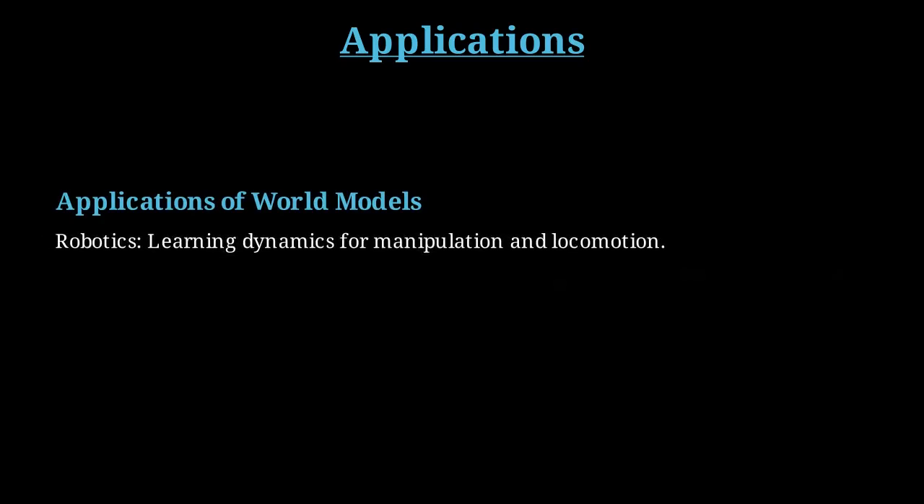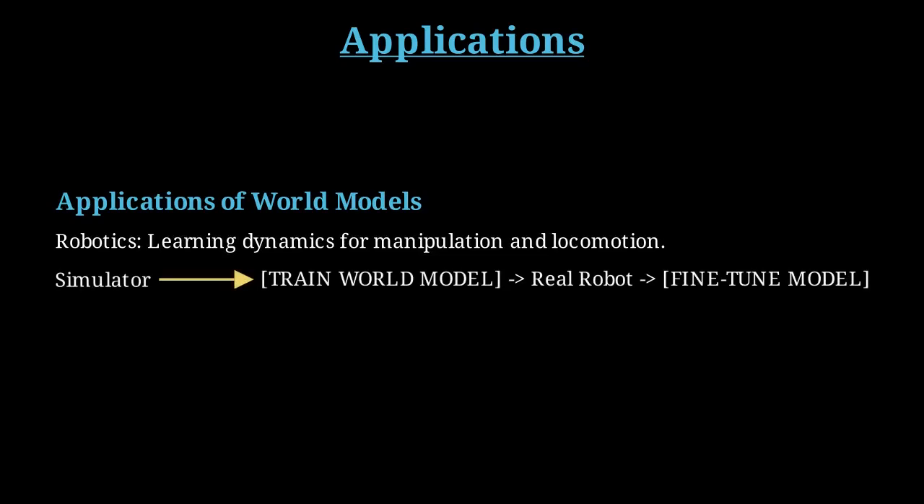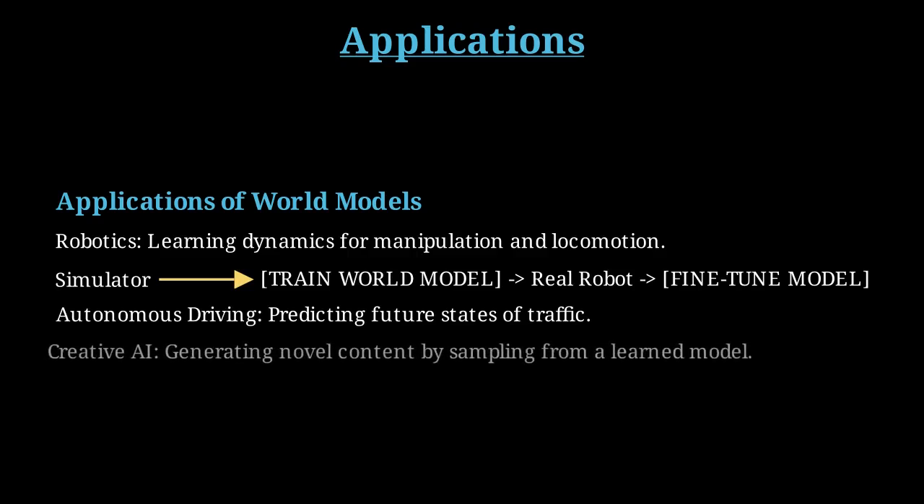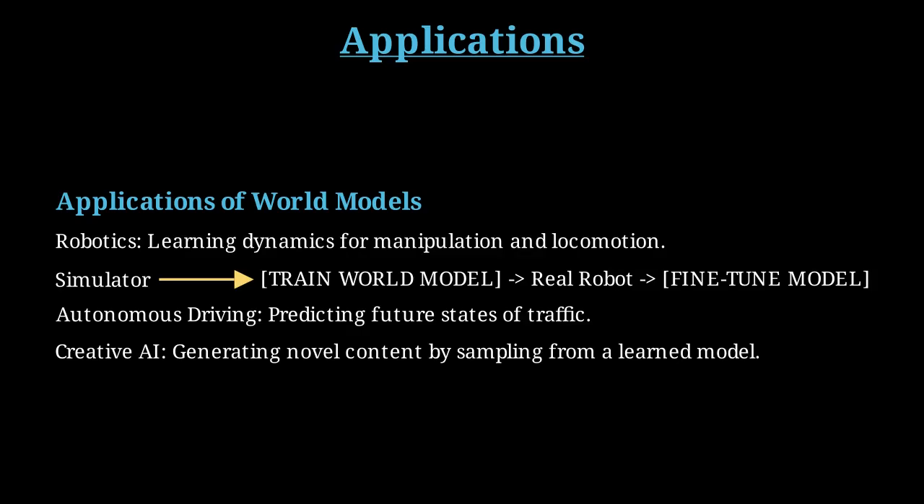In robotics, they offer a path to mitigating the sim-to-real gap. An agent can learn a general world model in a simulator and then fine-tune it with a small amount of real-world data, drastically reducing physical interaction time. In autonomous driving, predictive world models are crucial for anticipating the behavior of other vehicles and pedestrians.